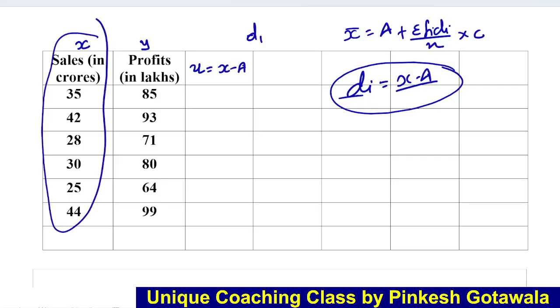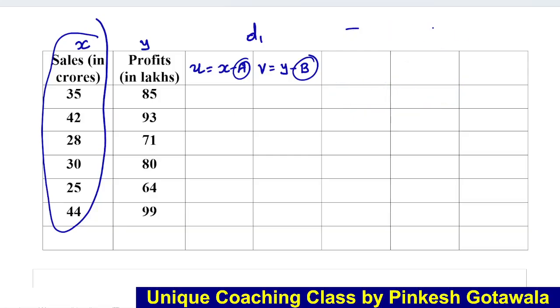For this variable x we will use u, x minus a. Now there is another variable y. So for y we use v and it would be y minus b. For x we have used a, so for v, that is for y, we will use b. a and b. This way we get the values of u and v.